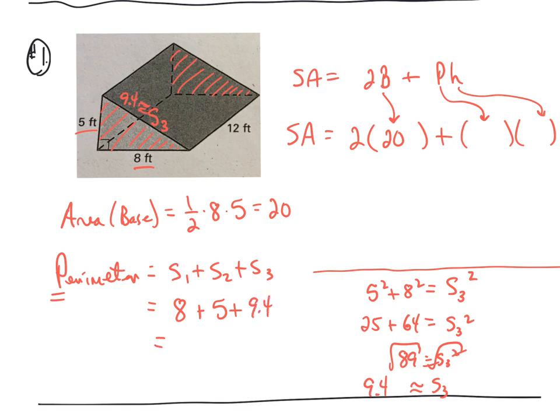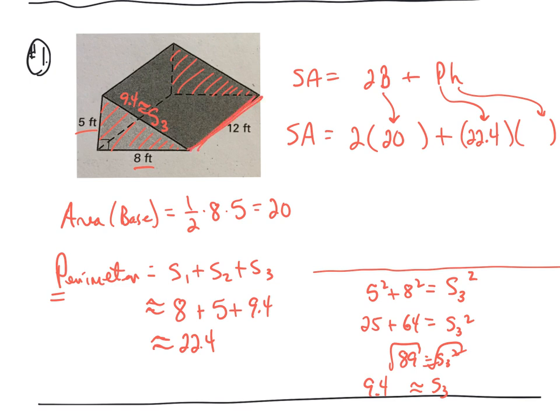And therefore the perimeter is 8 plus 5 plus 9.4. What does that get me, guys? 22.4 approximately for the perimeter. So the perimeter is approximately 22.4 feet. And finally, the h is the perpendicular distance between the bases.